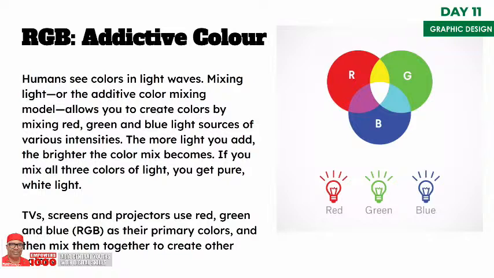And we say it's an additive color, which means on the RGB color wheel, you add colors to get new colors. TVs, screens, and projectors use RGB, red, green, and blue, as their primary colors, and then mix them together to create other colors.